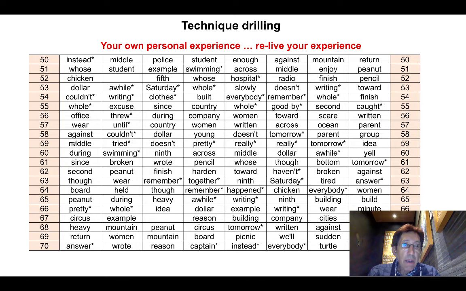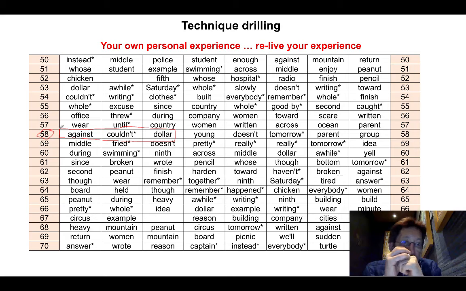Okay, and line 58. Again, I'm going to give you the first 3 words. What is the line? Page 34, the next page. Line 58. Oh, okay. So this is against, couldn't, and dollar? These 3?